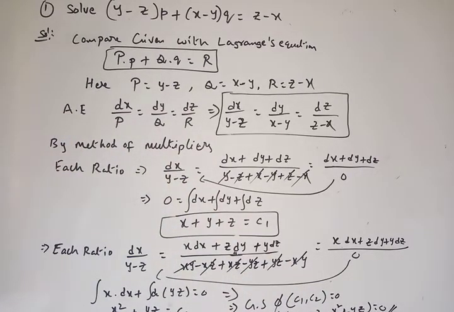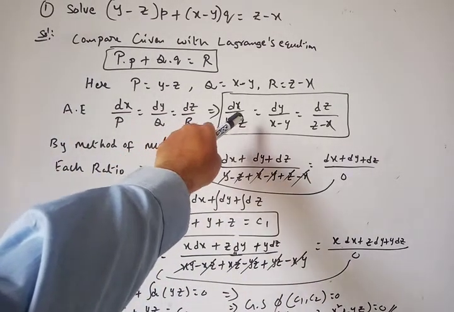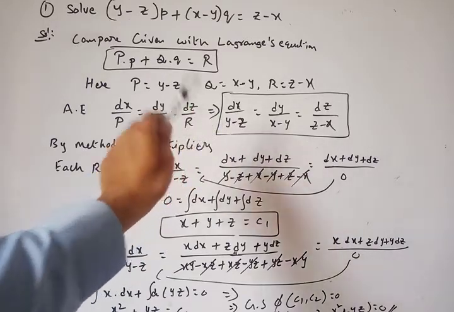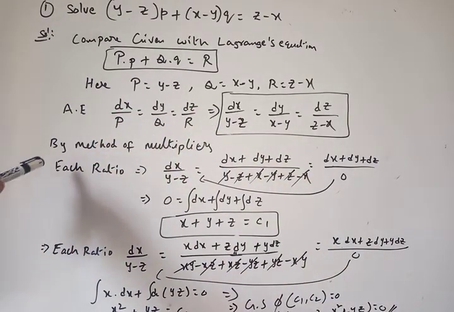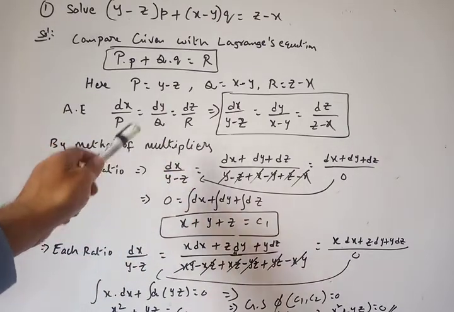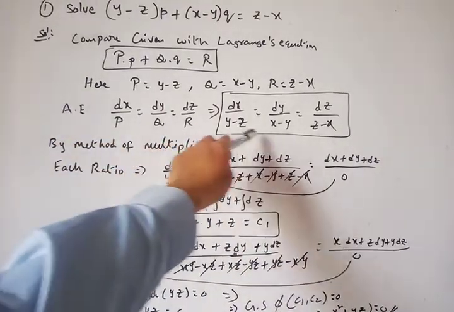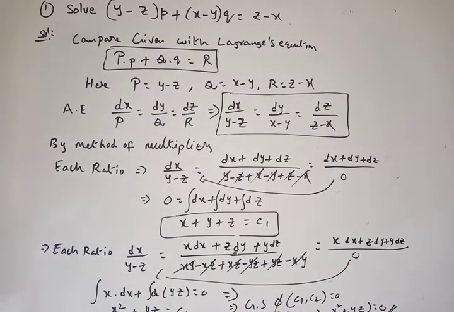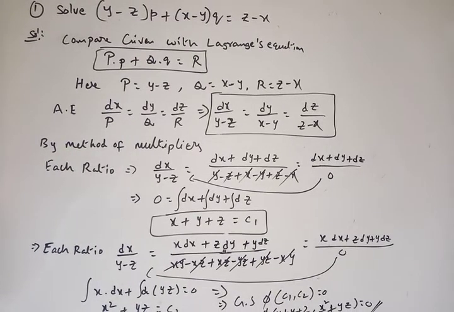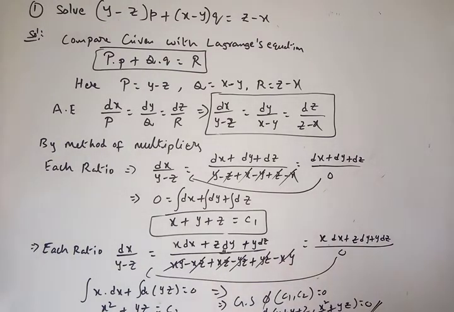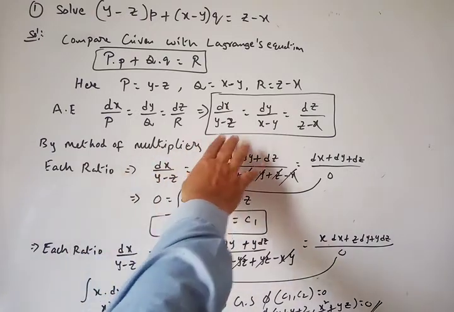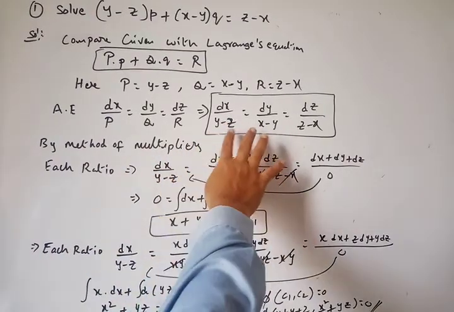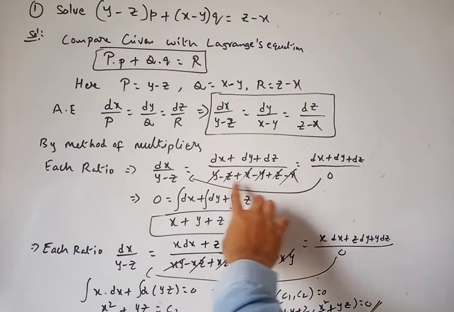After writing the auxiliary equation, you need to see whether it is possible to solve by the method of grouping or by the method of multipliers. If it is possible by the method of grouping, you take any two and integrate and calculate C1 and C2. If it is not possible with the method of grouping, then you use the method of multipliers. In the method of multipliers, each ratio is equal to, I added all three numerators and all three denominators, and I got 0.